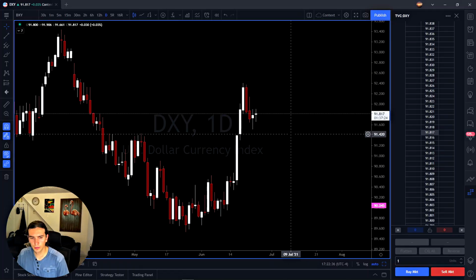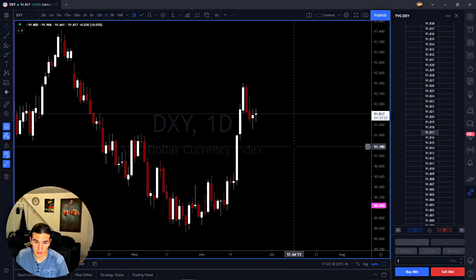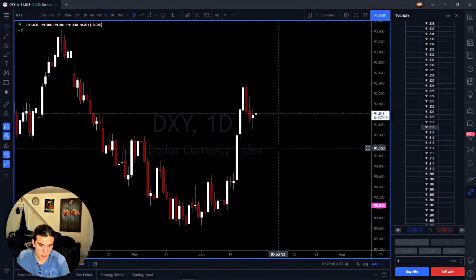The first thing that I'm noticing here that's a bit of a problem with the DX, I'm going to share with you as I'm seeing this right now. Look at the price ladder on the DXY here. Look at the 3 decimal places here. We have 820, 819, 818, 817, 816.